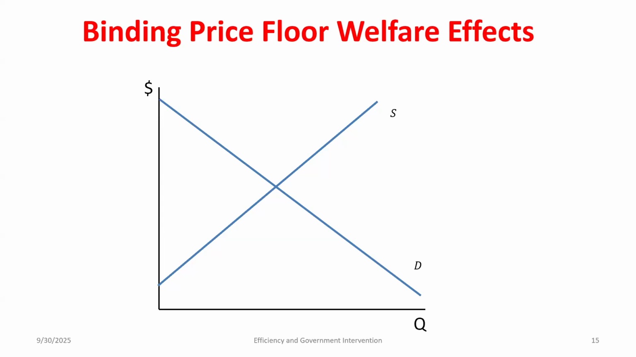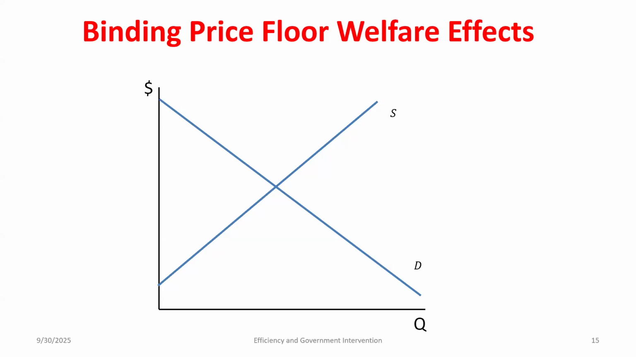More people will supply this than are buying it, we have a surplus in the number of units. So this is where it gets a little confusing. We don't want to confuse surplus in the number of units with economic surplus, right? Those are different kinds of things. What is consumer surplus now?